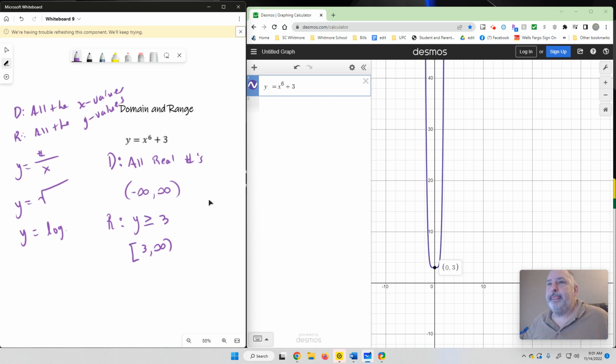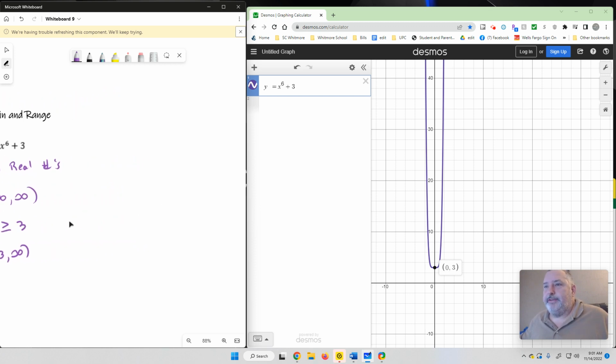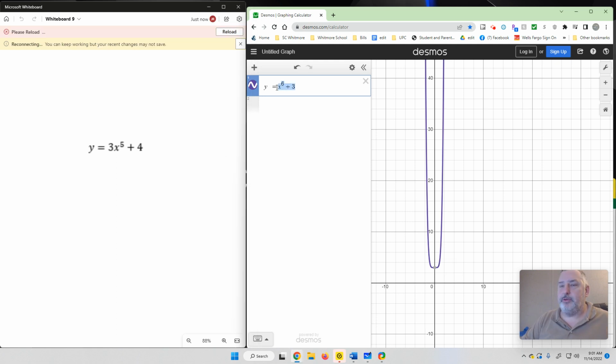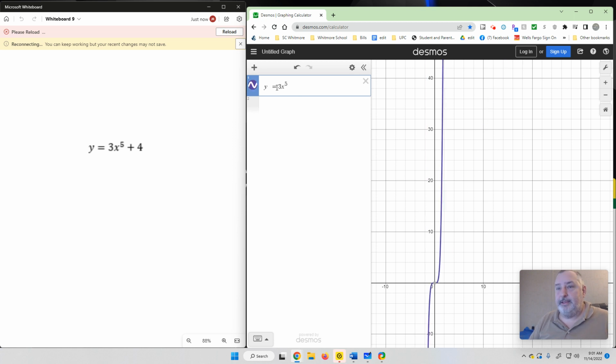All right, so that's domain and range. That's really all you have to do. So let's look at a couple other examples. Let's look at this example. This is similar to one in yours as well. So I'm going to just type that in. We got 3x to the 5th plus 4.